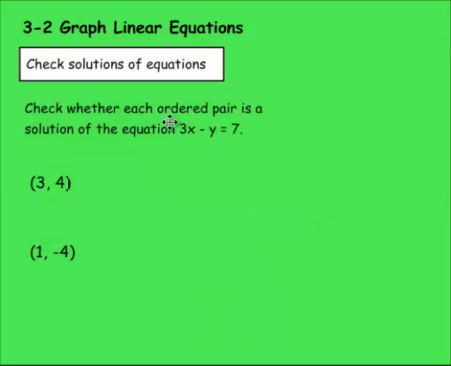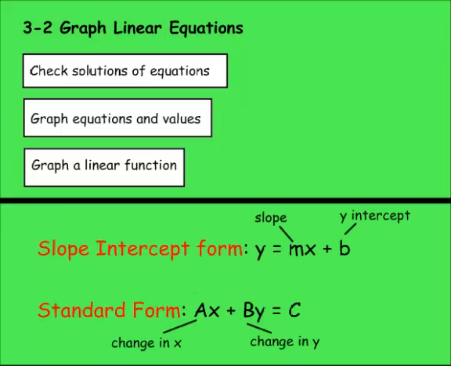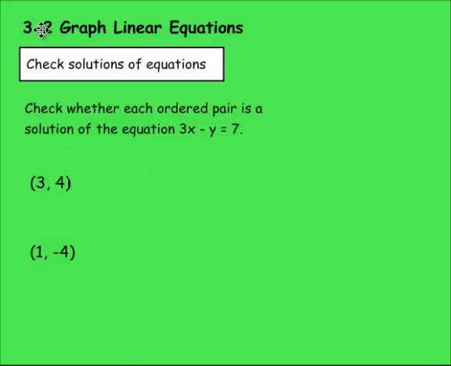For this part, we need to check whether each ordered pair is a solution of this standard form equation. 3x minus y equals 7. See how that looks very similar to this? So 3x minus 1y equals 7. So if we plug in this ordered pair, which is x and y, we would get our answer. So for here we would have 3 times 3 for x minus 1 times 4, just 4, equals 7. So 3 times 3 is 9, minus 4 equals 7. And then 9 minus 4 is 5. Does 5 equal 7? No, it does not. So we're going to cross that out and say not a solution.